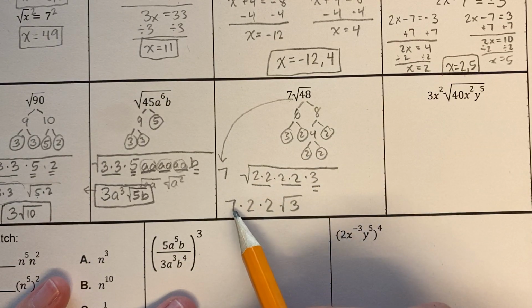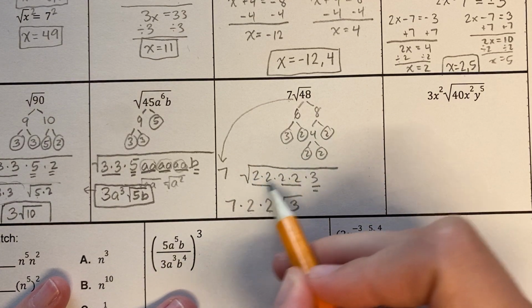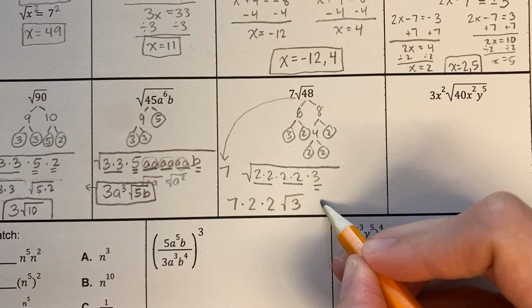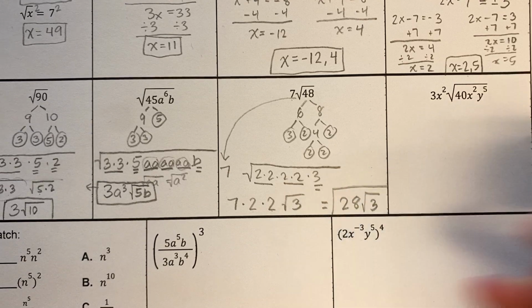And now let's go ahead and multiply. 7 times 2 is 14, times 2 is 28. You could have also maybe done like all of this work, and you would have gotten 4 root 3 and then done 4 times 7. Either way, you end up with 28 root 3.